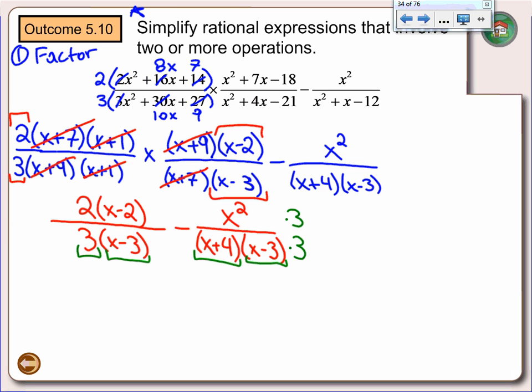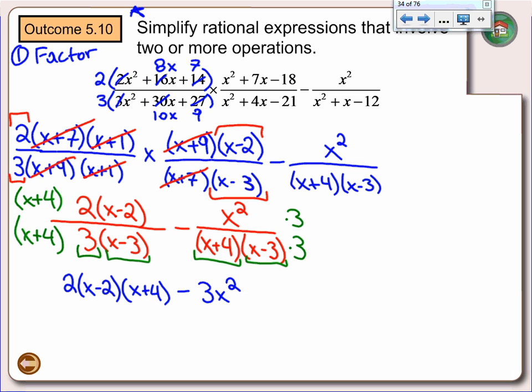And now we have a common denominator. Both fractions have the same denominator. They have 3 times x minus 3 times x plus 4. We write this as one massive thing now. So we have 2x minus 2, x plus 4, minus 3x squared, all divided by 3, x plus 4, x minus 3.